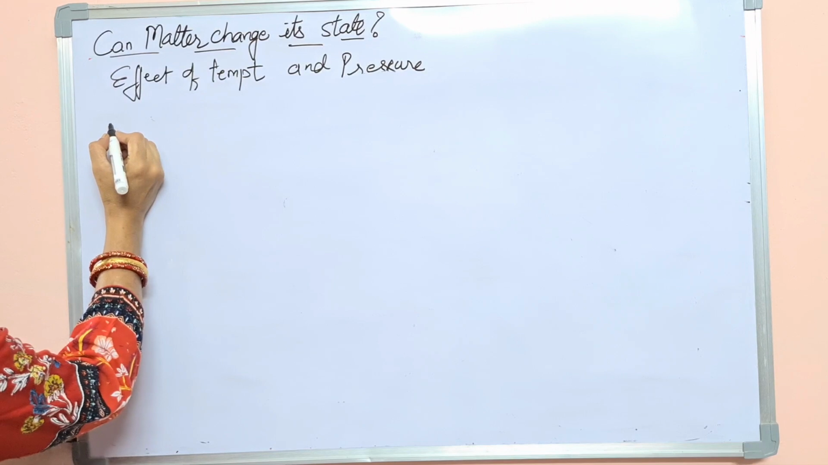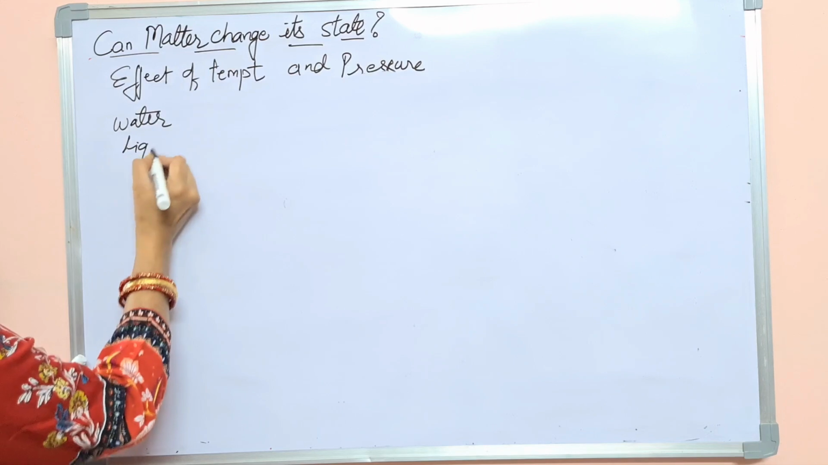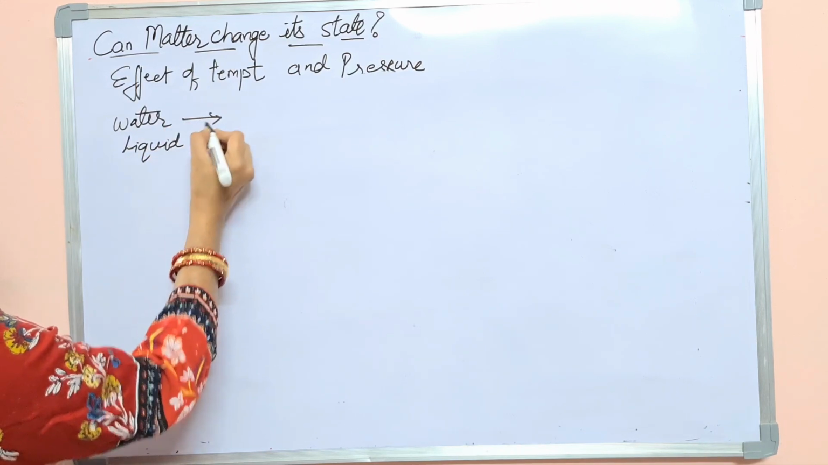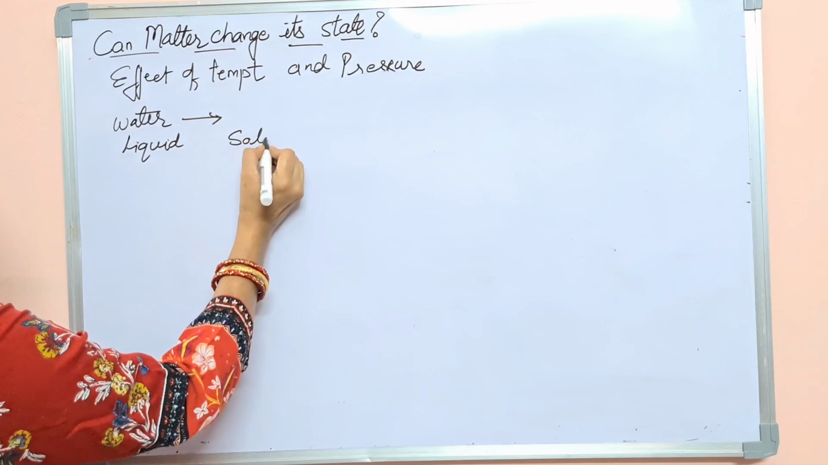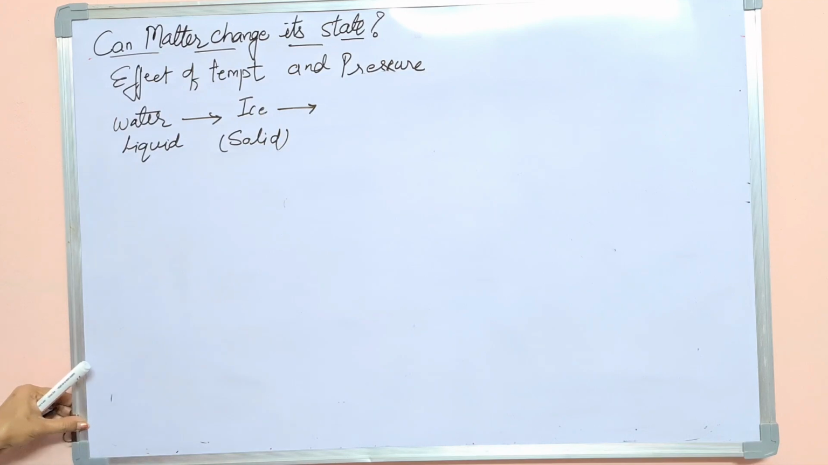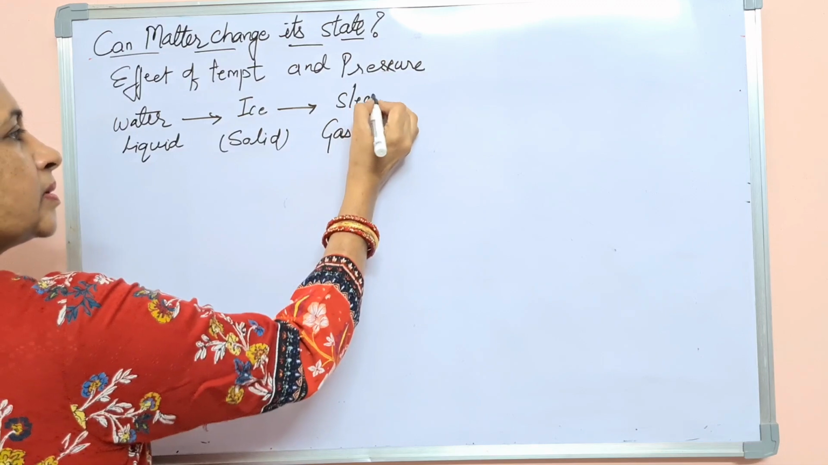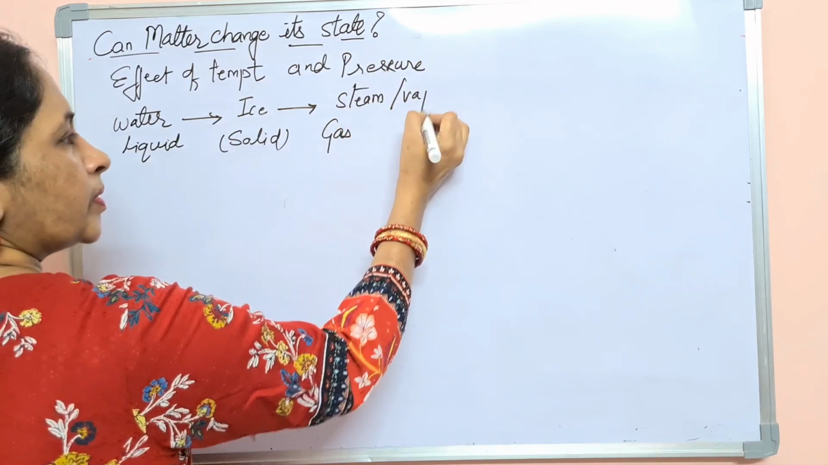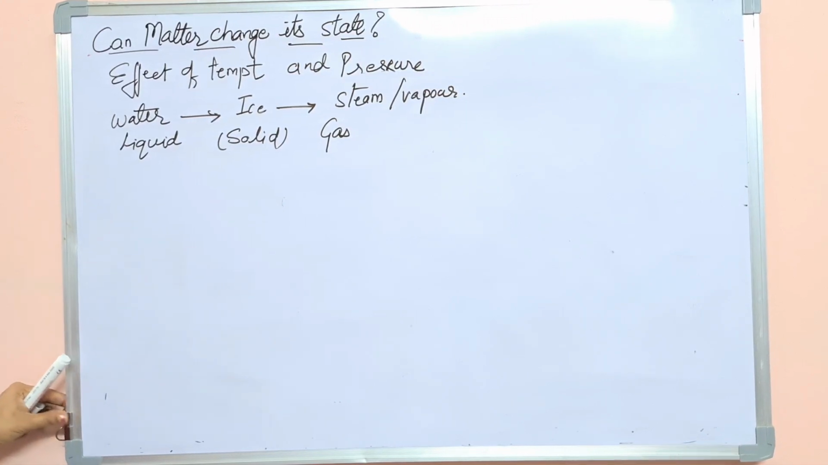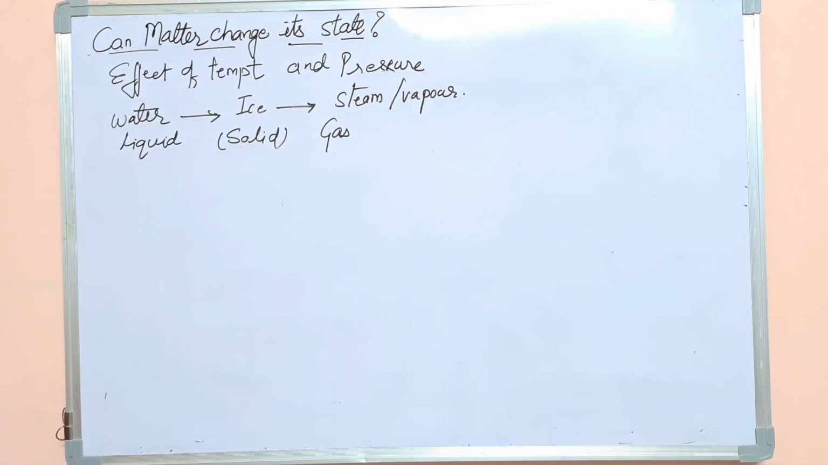So one substance which is present in the 3 states is water, present in liquid state. If it is converted into solid, it is commonly known as ice, and when it is converted into gas, then it is commonly known as steam or vapor. ठीक है? So water, it is present in 3 states. This is the matter present in the 3 states, that is solid, liquid and the gas.